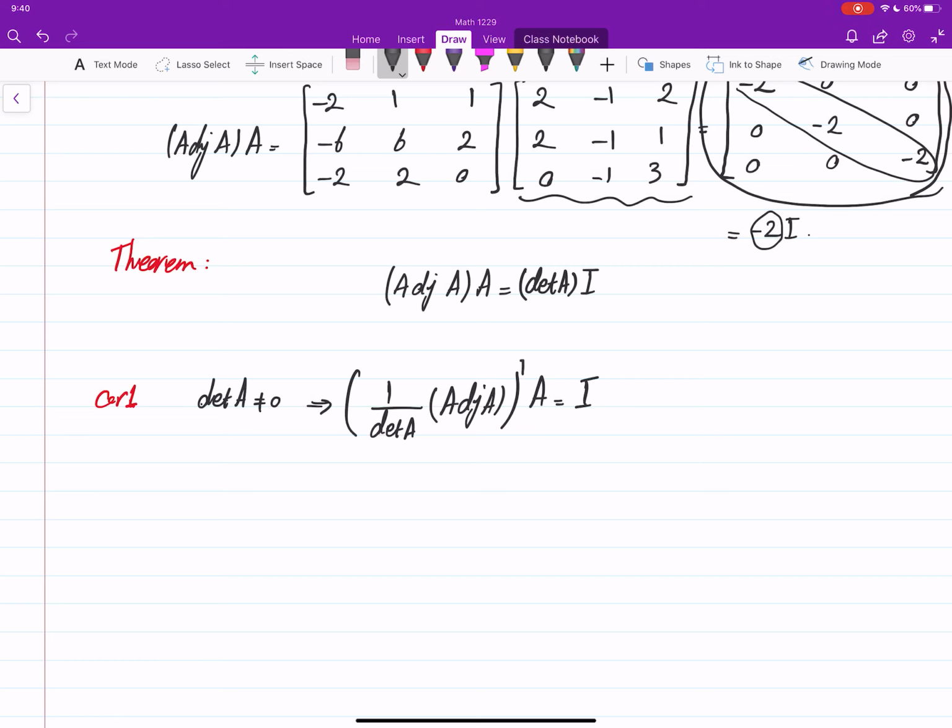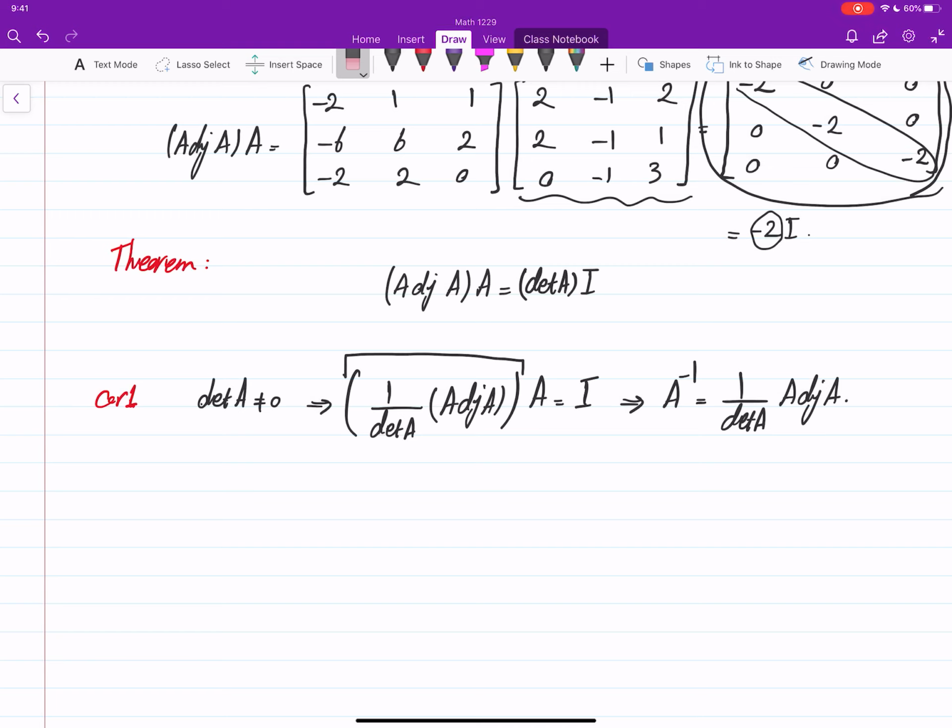So we found a matrix that, when we multiply it to A, gives identity. That means we found the inverse of that matrix, which is 1 over determinant of A times adjoint of A. So this is another way to compute the inverse of an invertible matrix. You find the adjoint of A and multiply it by 1 over the determinant of that matrix.